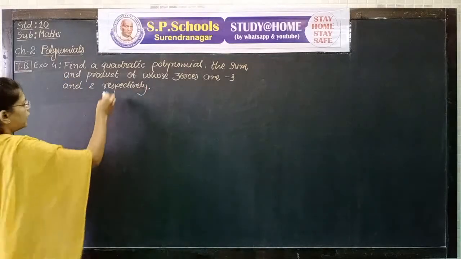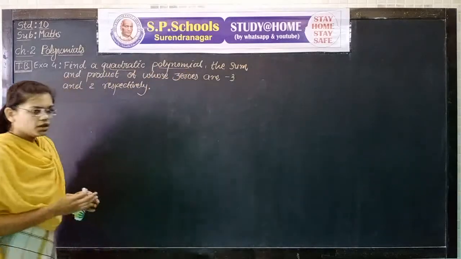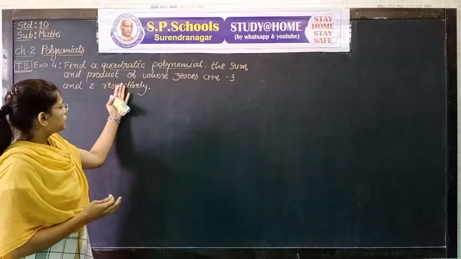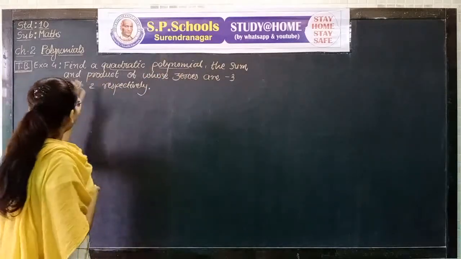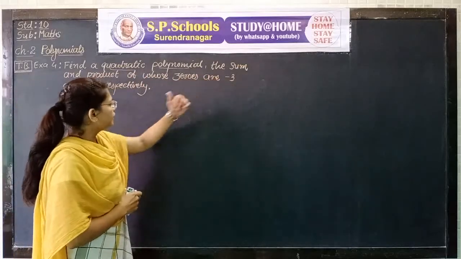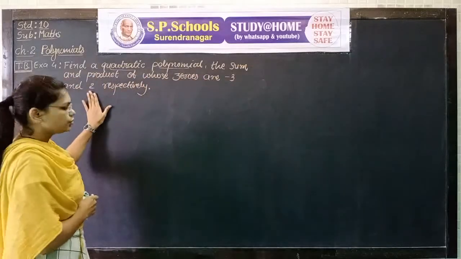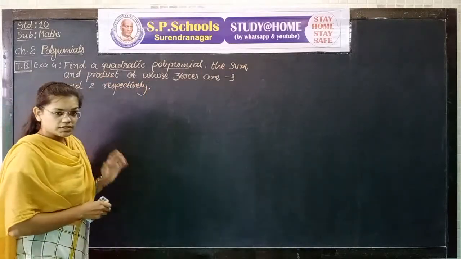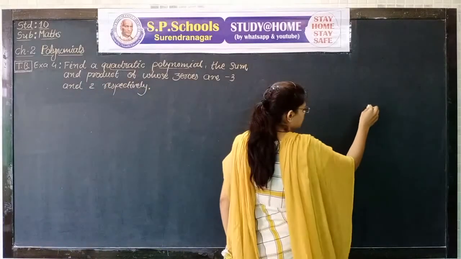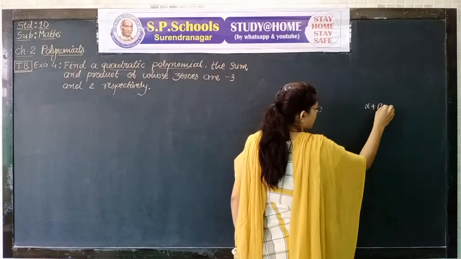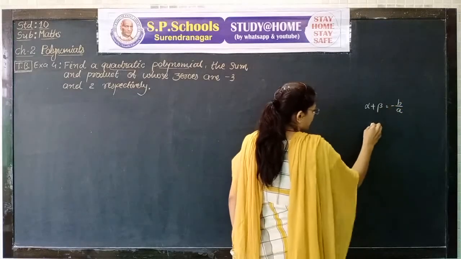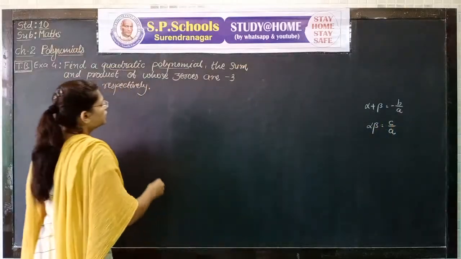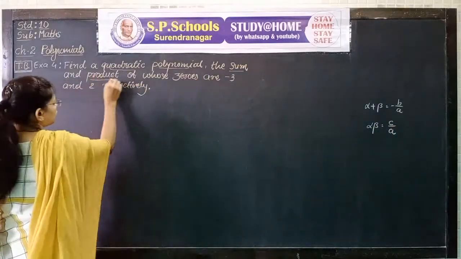We want to find a quadratic polynomial. We know a quadratic polynomial has two zeros. In this question, the sum and product of whose zeros are given as -3 and 2. -3 and 2 are not zeros; they are the sum and product of the zeros. We know two relations. One is the sum of zeros, alpha plus beta is equal to -b upon a, and alpha into beta is equal to c upon a. The sum and the product of two zeros are given.